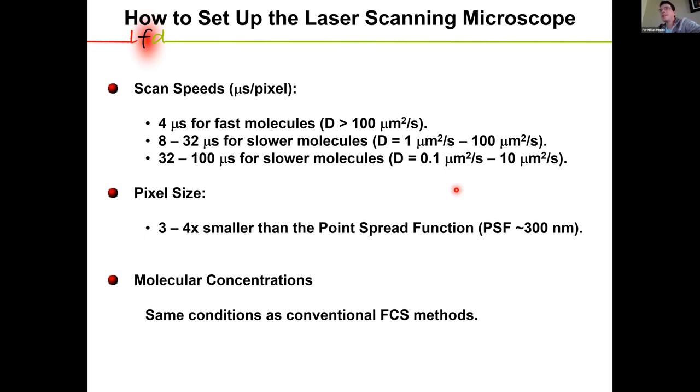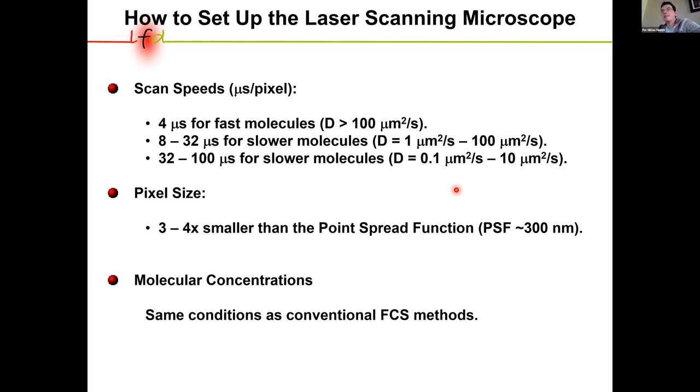And the reason you need to set up your pixel size smaller than the point spread function is that you need to sample the curves. So you need a couple of points to be able to fit the data. If all the data is compressed in one point, you cannot do any quantification of your data.